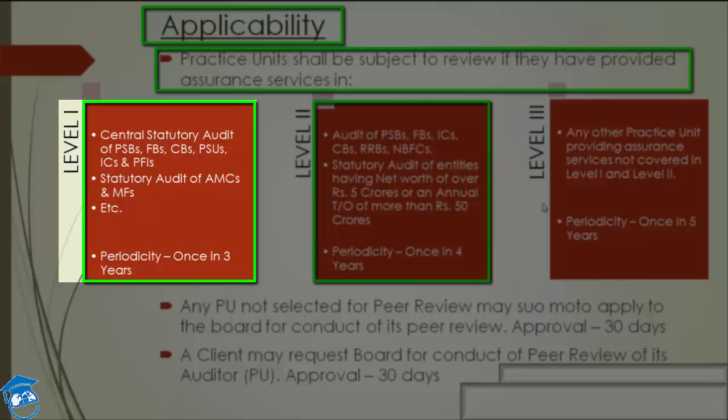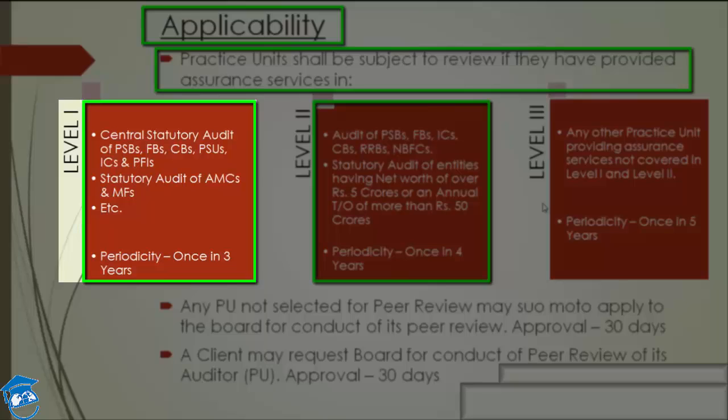Number 2 is the central statutory audit of central and state public sector undertakings, that is the PSUs, or central cooperative societies, based on some criteria such as turnover or paid up capital that may be decided by the board. So if you have done any of the central statutory audit for central or state public sector undertakings, then again this will be covered under level 1.